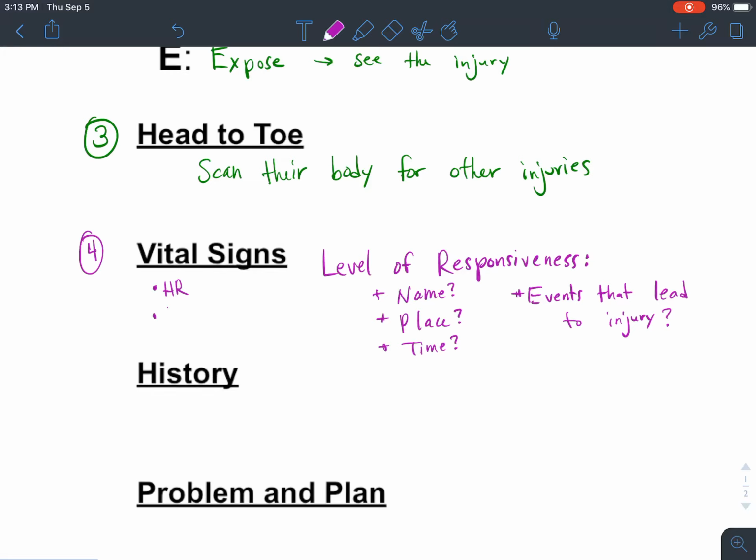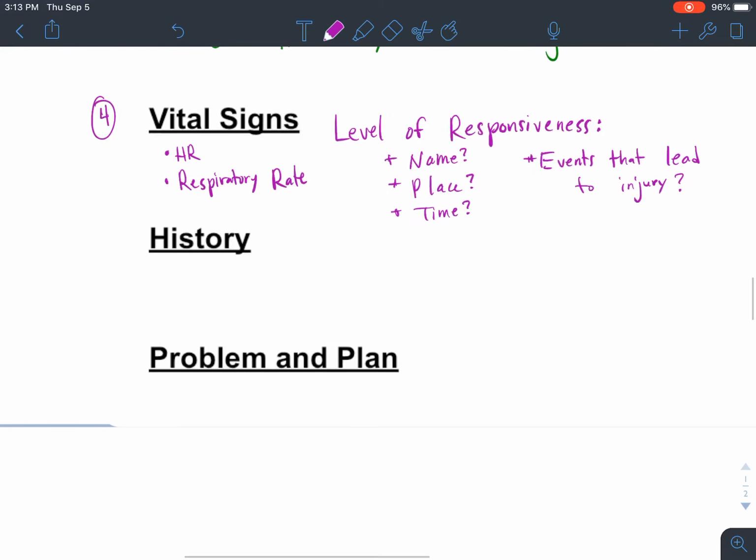You can also check their respiratory rate. You can do this by just watching their chest rise and fall or listening to their breath. So these are all really important vital signs to be able to understand about somebody. All right, number 5. This is history.